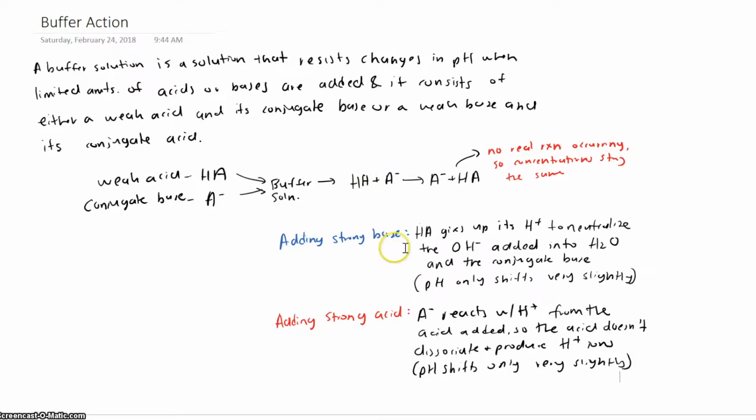If we add a strong base, the HA gives up its H+ to neutralize the OH- added into the water and its conjugate base, and so the pH shifts only very slightly. If we add a strong acid, the conjugate base reacts with the H+ from the acid, so the acid doesn't dissociate and produce hydrogen ions, and so the pH shifts only very slightly.